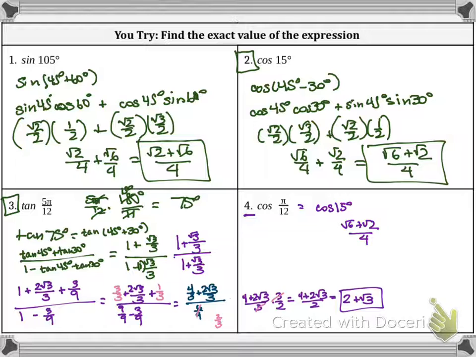So number 4 is cosine of pi over 12. If you convert it, it's cosine of 15 degrees. So that's why I didn't have you do it again. You would get the same exact value. Okay. But for number 5, tangent of 5 pi over 12.